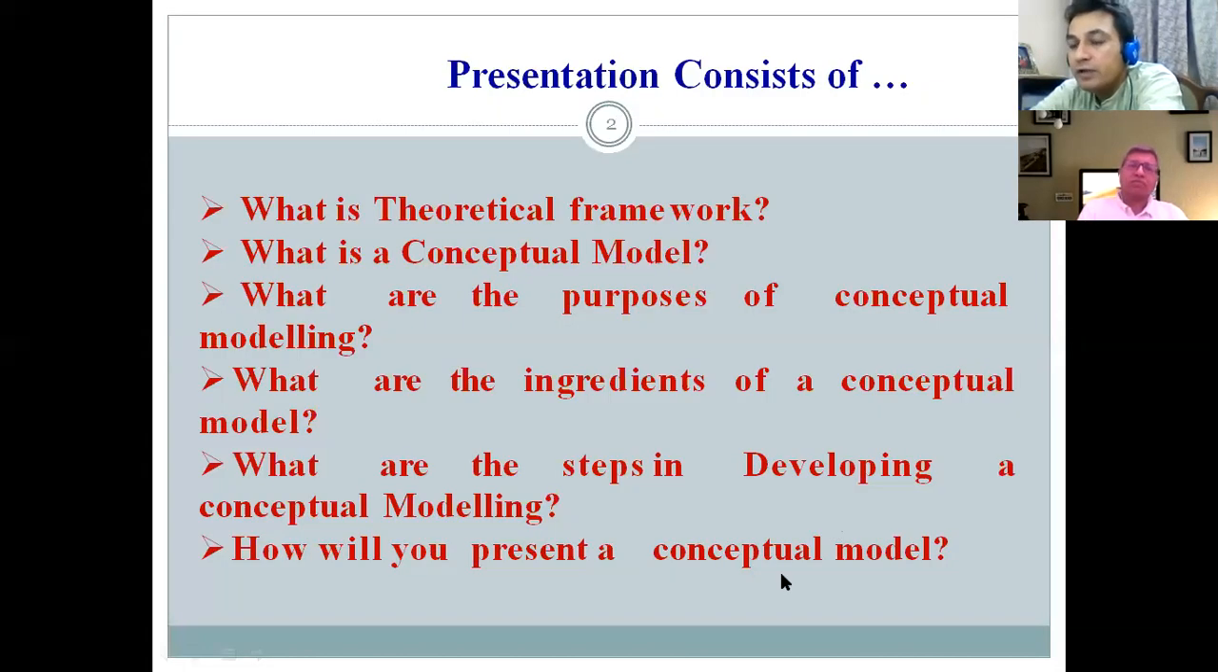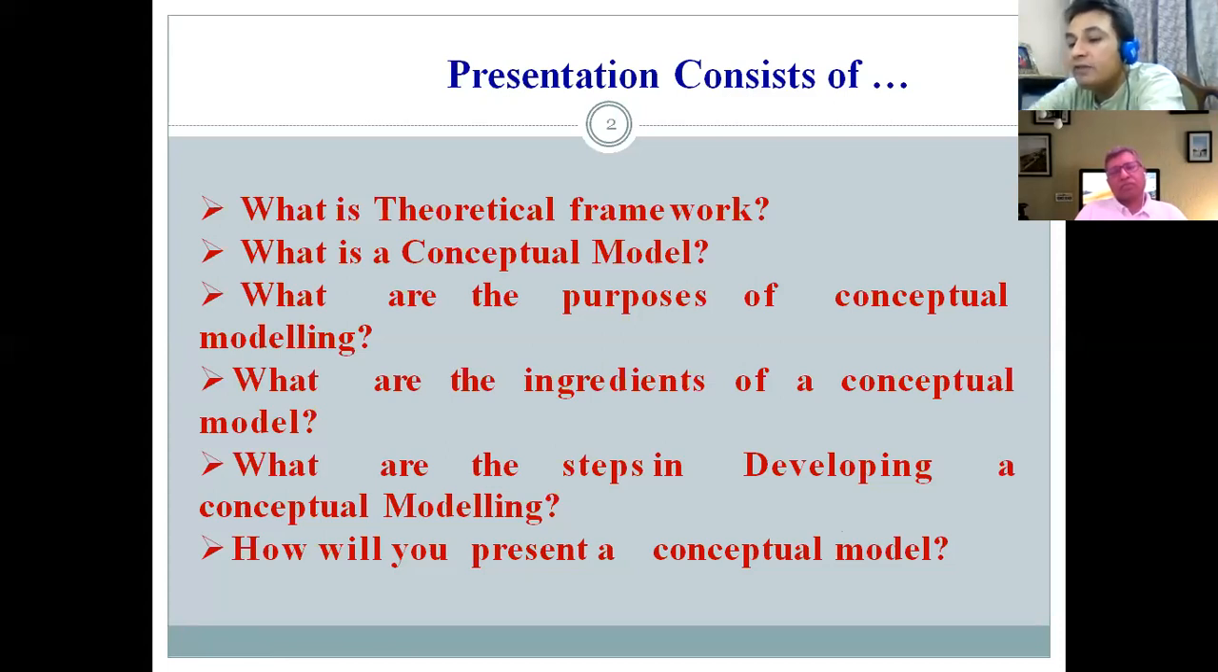The presentation will comprise, first of all, how we can formulate a theoretical framework, and from this theoretical framework we will deduce our model, that is our conceptual model. Our conceptual model will have some purposes behind it, that is, the objectives, and what the basic ingredients are, like what the endogenous variables and exogenous variables are, and what the mediators and moderators are, that my conceptual model will itself explain, and how we can develop this conceptual model step by step.